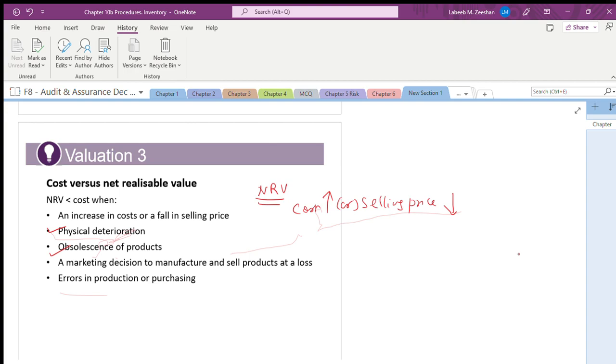Definitely there will be a loss. Obsolescence of the products, outdated products, net realizable value will be less. A marketing decision to manufacture and sell a product at a loss, net realizable value will be less. Errors in production or purchasing, the cost will be more and realizable value will be less. When realizable value is less, definitely it will lead to losses.